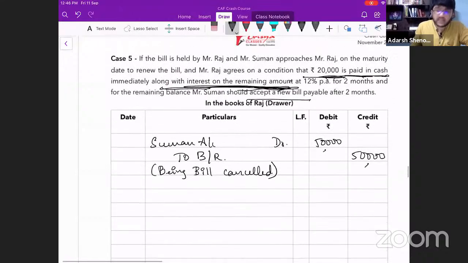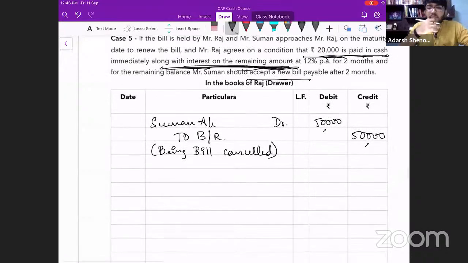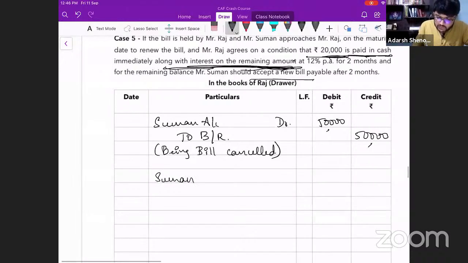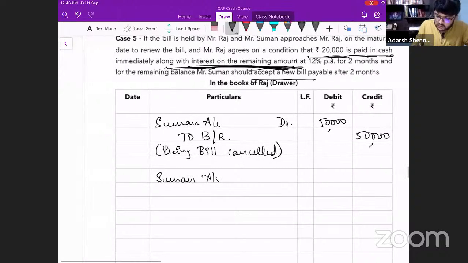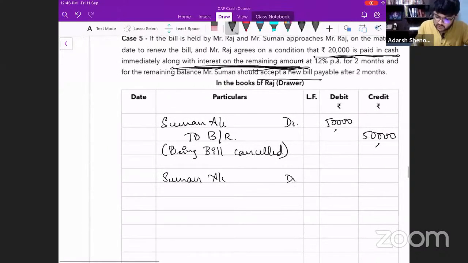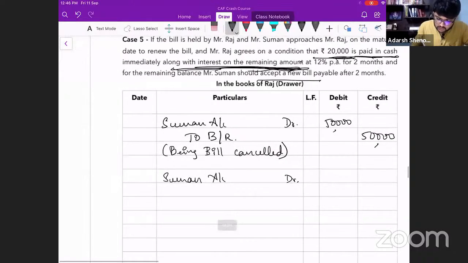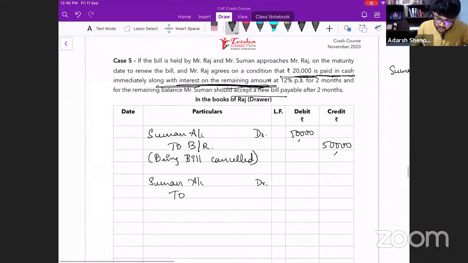Then we're charging him interest. Is this interest income or interest expense for us? Interest, it is interest income. So we will recognize that income, it is receivable from Suman. So Suman's account debit to interest account, interest income account.